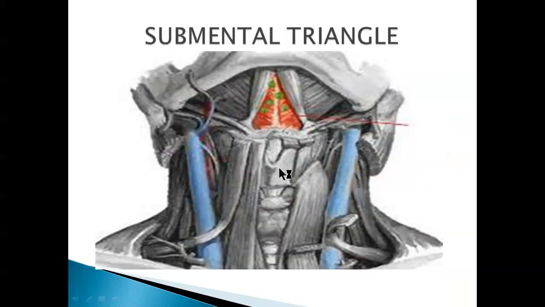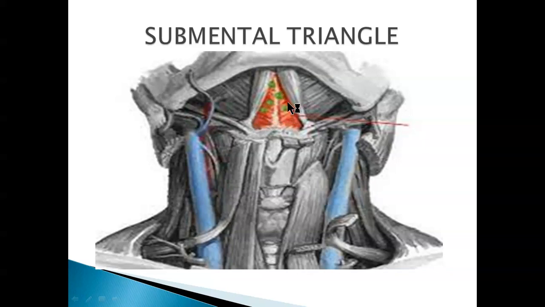Now, let's talk about each triangle individually. Here we have the submental triangle. Here we have the mylohyoid muscles forming the floor of this area. Then we have the anterior digastric belly, which is forming the boundary, and here we have the hyoid bone.